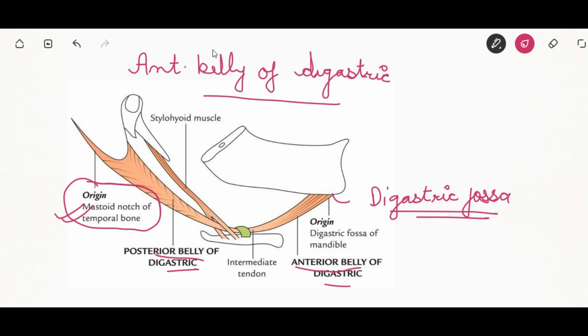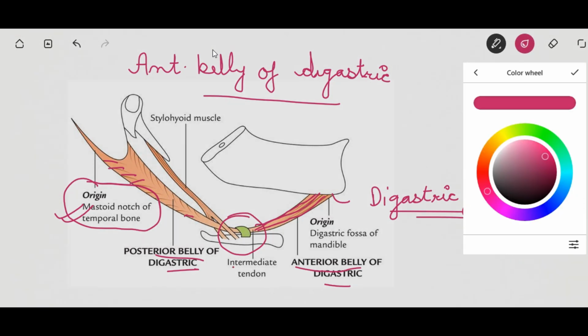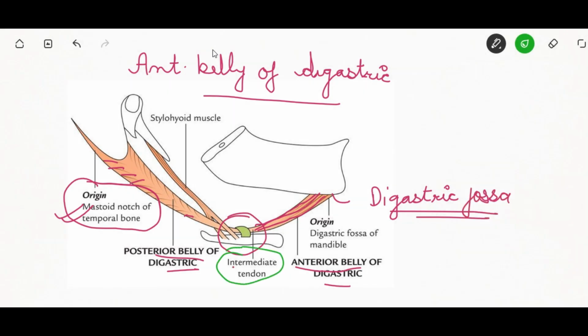The anterior fibers of the digastric muscle will run downward and backward, and the posterior belly fibers will run downward and forward. So both the fibers will meet at the intermediate tendon, that is held by fibrous pulley to the hyoid bone.